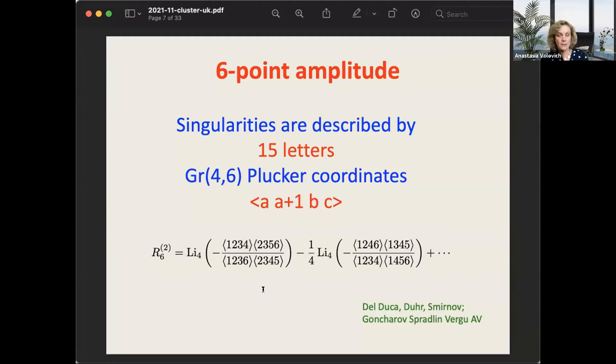And the brackets are like 1, 2, 3, 4, as you see here, 2, 3, 5, 6, etc. And when you see this, of course, this is nothing but the Gr(4,6) Plücker coordinates of the form ⟨a+1, b, c⟩. So the set of singularities for 6-point amplitudes is described by 15 letters, which are just Plücker coordinates on Gr(4,6). Keep that in mind.